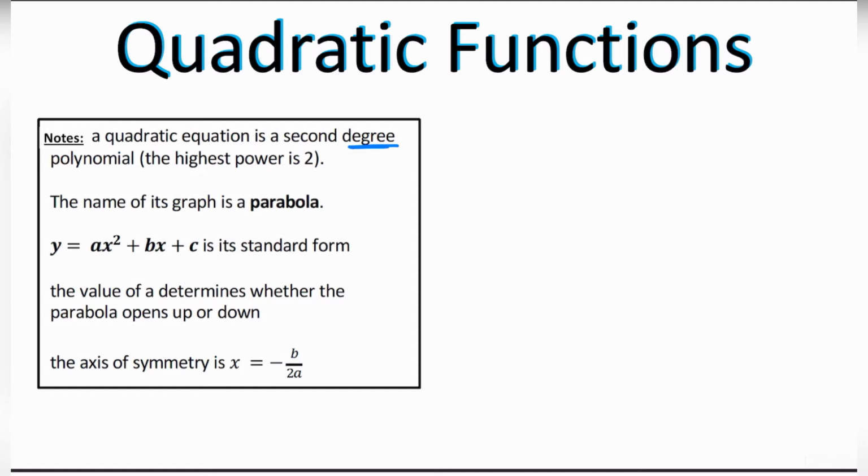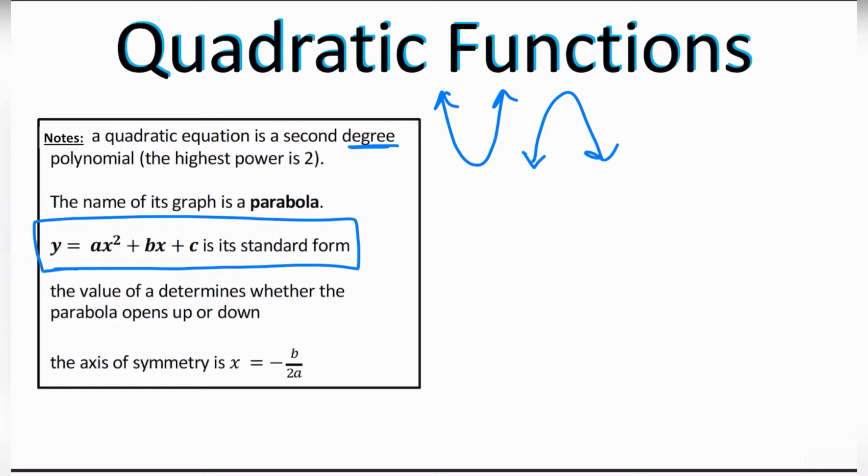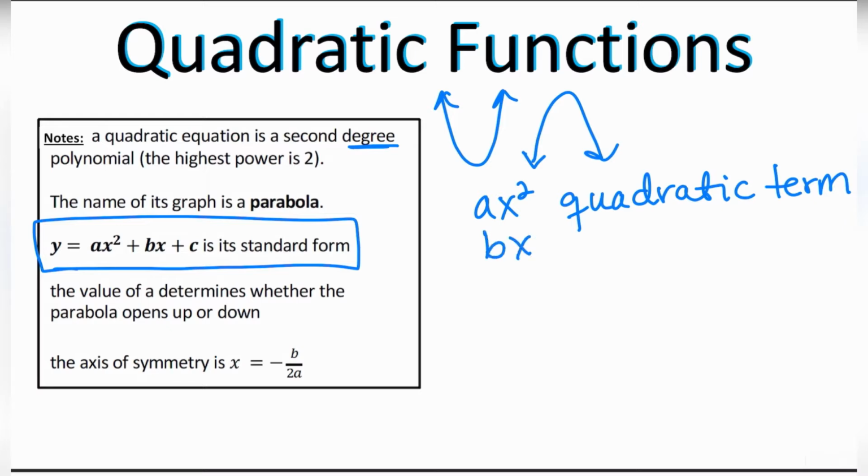The parabolas that we're going to be talking about right now are going to either open up or open down. The standard form equation of a quadratic function is y equals ax squared plus bx plus c. The ax squared term is what's called the quadratic term, because it's the one that has the x squared attached to it. Bx is what we call the linear term, and c is the constant.